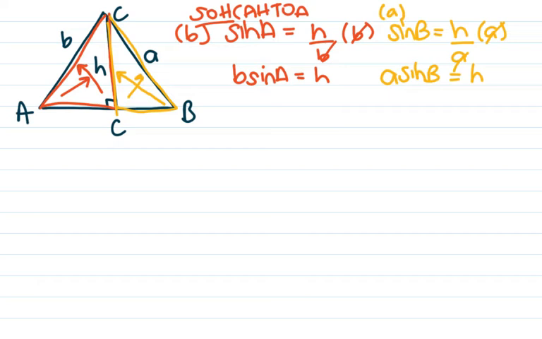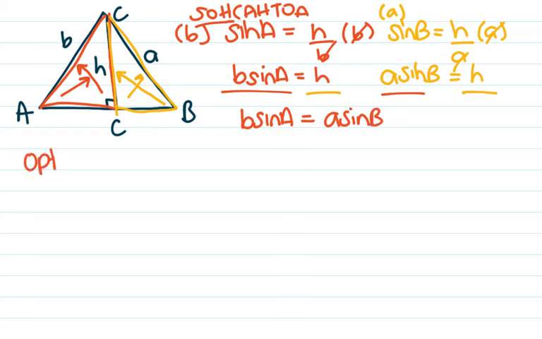Now, in order to prove the sine law, I'm going to use substitution to put these two equations together. So h equals h, and they both equal h, so therefore the two equations will equal each other. That means b sine A equals a sine B. And now I have two options for how I can simplify this. The first option, b sine A equals a sine B.